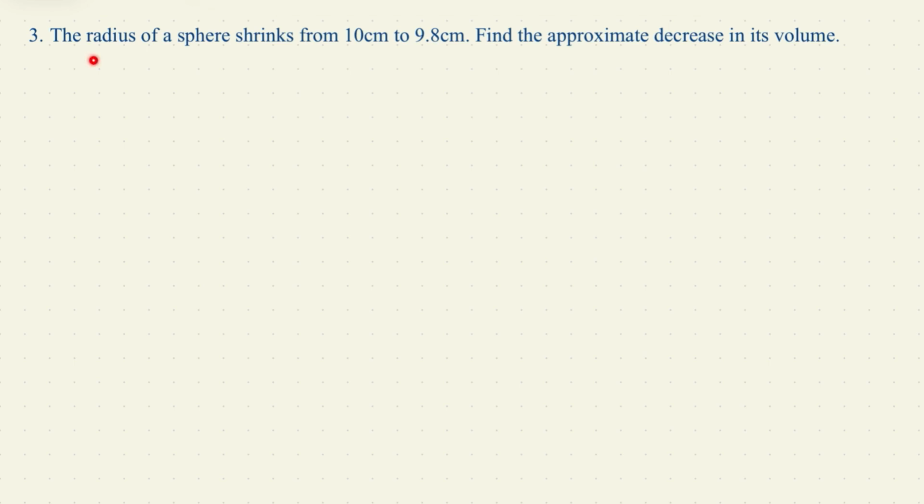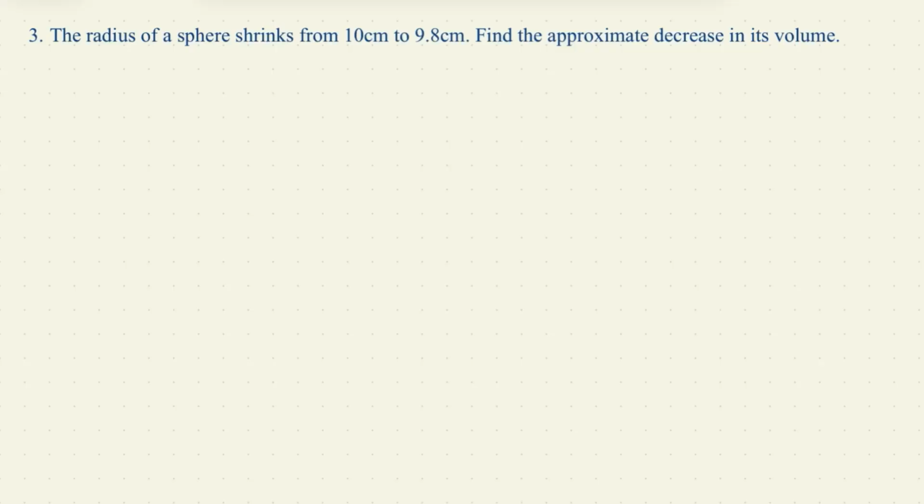Question 3. The radius of a sphere shrinks from 10 cm to 9.8 cm. Find the approximate decrease in its volume. As the radius of the sphere is decreasing, obviously there will be a decrease in volume. So we have to find by how much the volume is decreasing approximately. For that we have a special formula, that is the change in y can be written as dy over dx into the change in x.